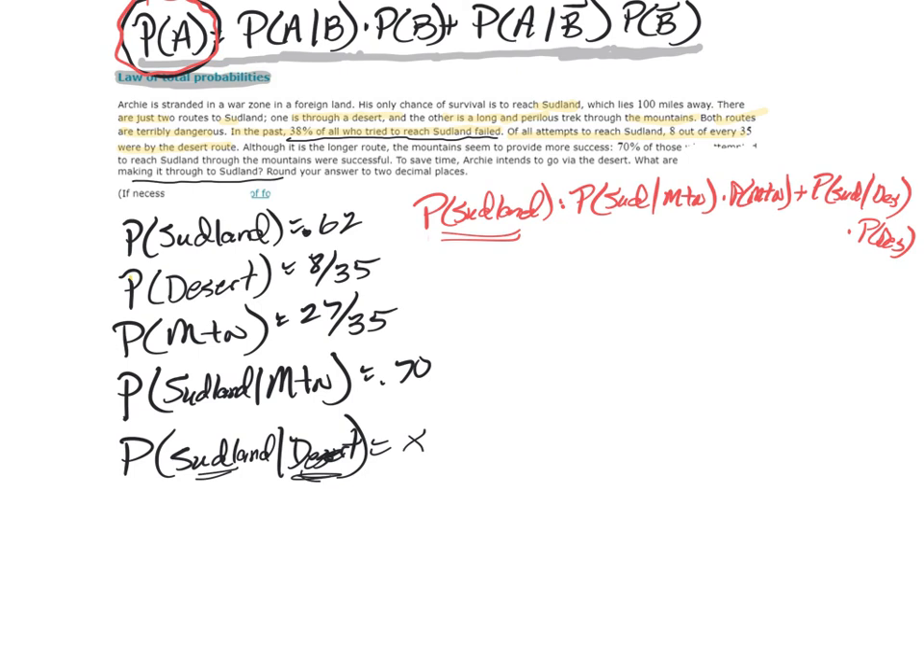And I can plug something in for all of these except one. So the probability of getting to Sudlin, boom, 0.62. Probability of getting to Sudlin through the mountains, so you go to 0.70. Put it there. Probability of going through the mountains, 27 over 35. Probability of getting to Sudlin through the desert, that's what I'm looking for. And then the probability of going through the desert is 8 out of 35. All right, so now I just have an algebra equation here that I need to solve. So I type this in my calculator.